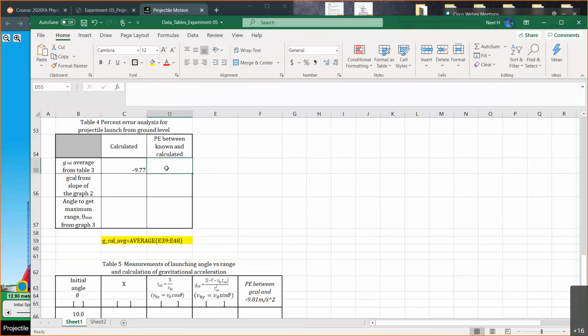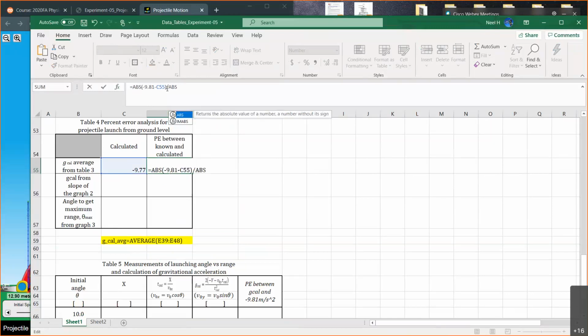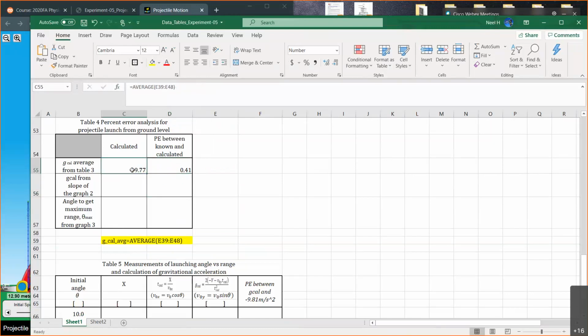Let's do percentage error also for that. Equal sign ABS parentheses expected minus 9.81 minus calculated average. This should be equal sign. Calculated average C55, close brackets, divide by ABS, parentheses, minus 9.81, close brackets, multiplied by 100. So we are very close. That error we observing because we actually purposely made that error. Okay, otherwise we're going to get the perfect result. And let's continue. Any questions so far?